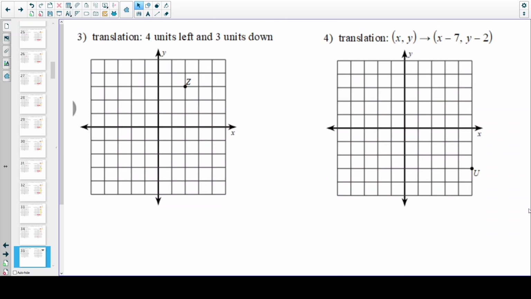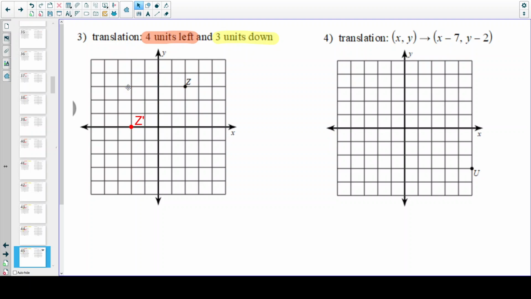So what happens if it's going left and down? Well, there's Z. Let's go 4 units left. So we're just going to move it to the left. And then what about 3 units down? Well, watch how it's going to start coming down. Did you see that right there? There's the Z prime. We're moving it 1 down. And now we can continue the count onto the 3rd unit down.